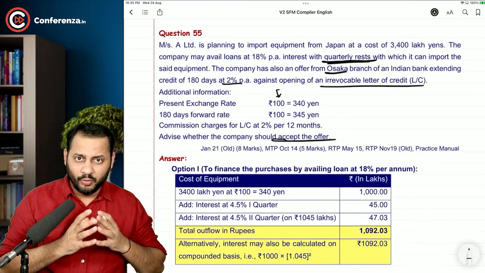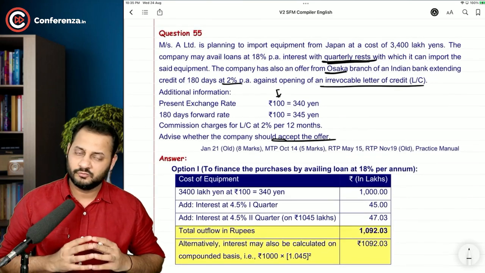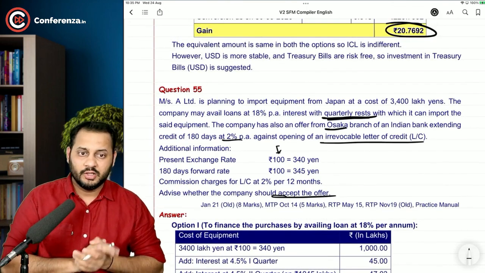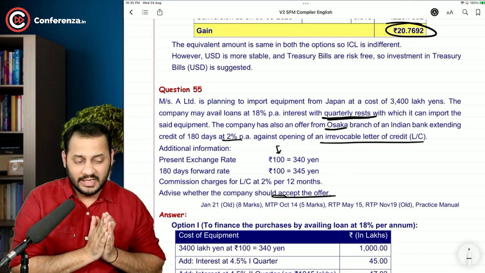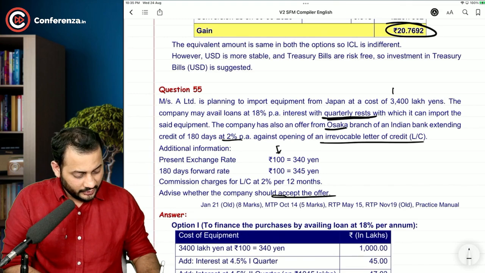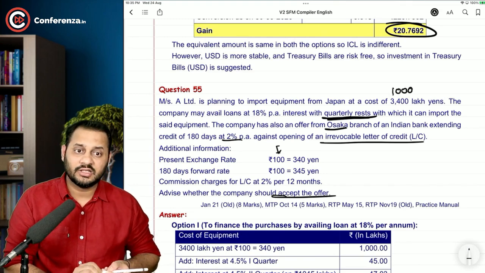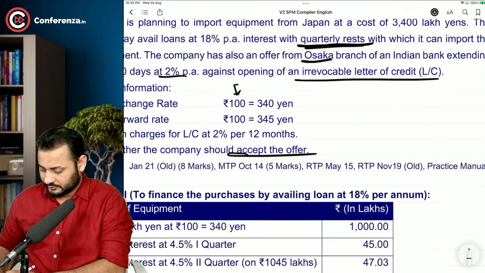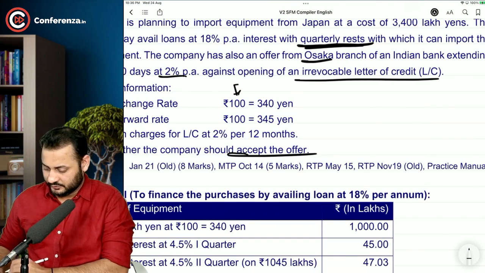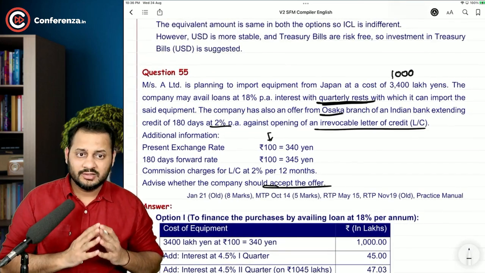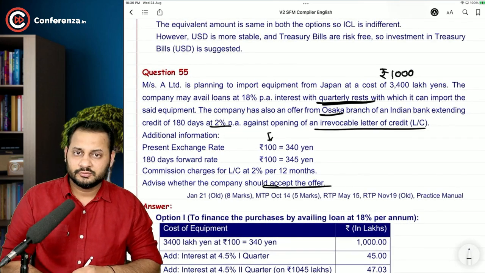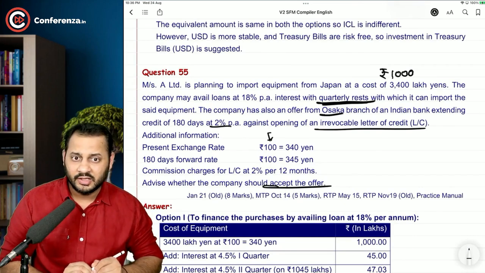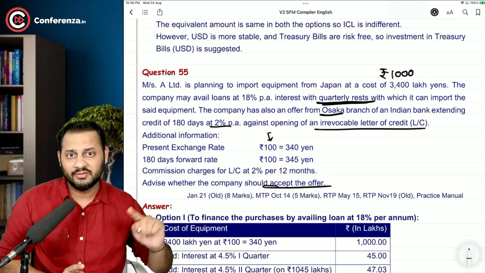Just understand, the first option is to borrow money from India, taking a loan at 18%. What will happen? You will have to buy 3,400 lakhs yen, and for that purpose you have to give 1,000 lakh rupees. 3,400 divided by 340 into 100 is 1000 lakhs. So 1000 lakh rupees has to be given to the exchange dealer, and then he will give you 3400 lakhs yen, and you can give it to the party in Japan and he will send you the machine.